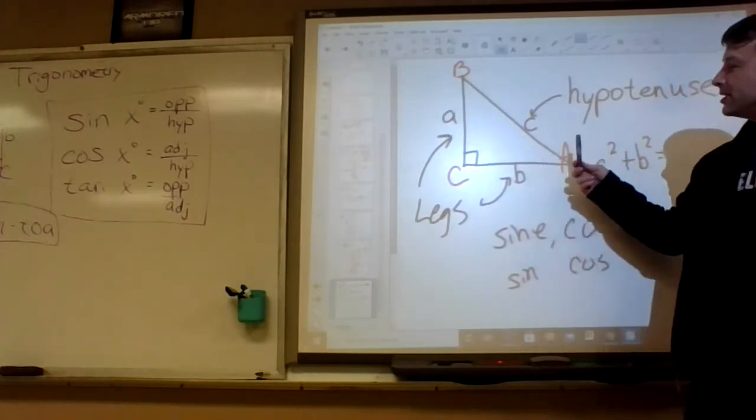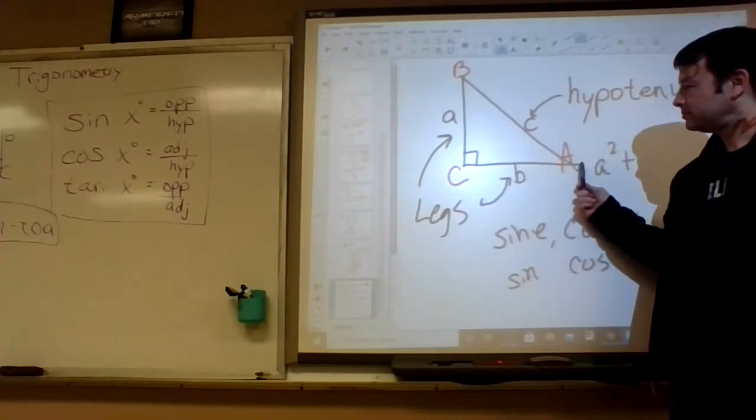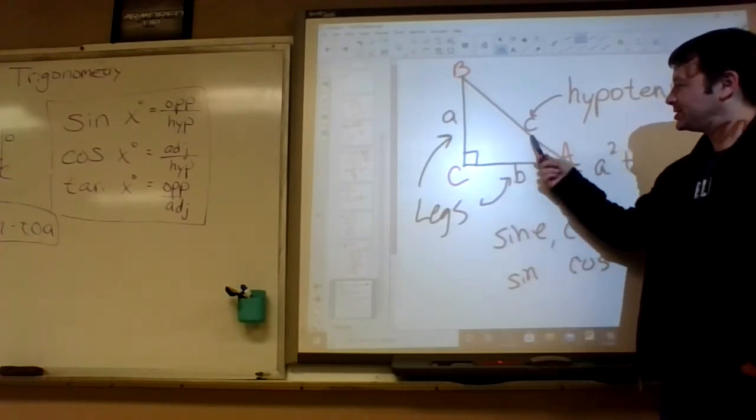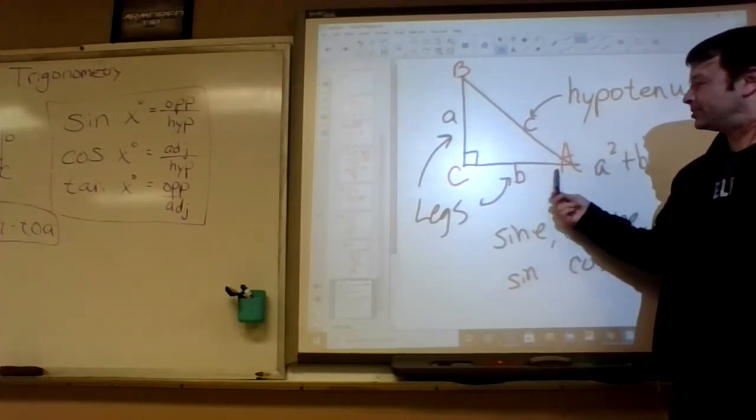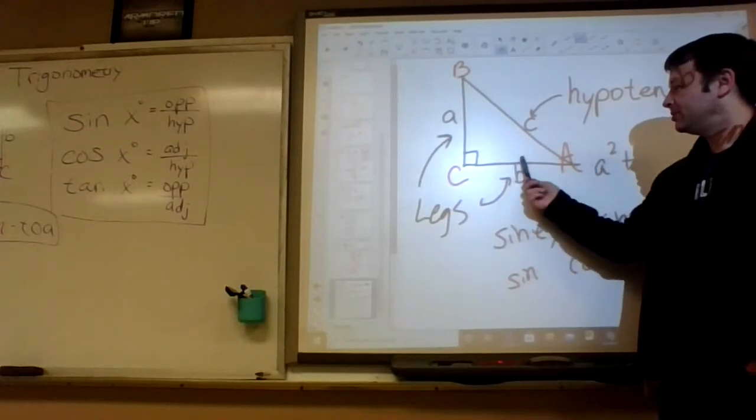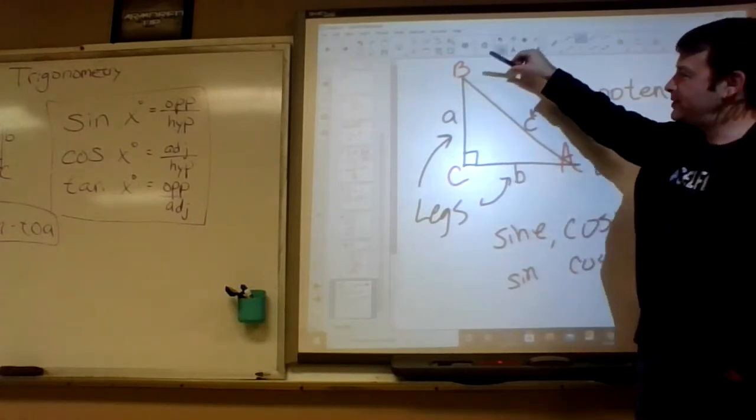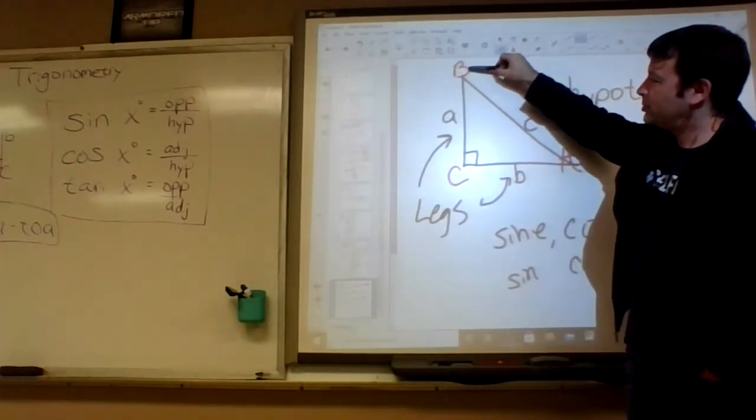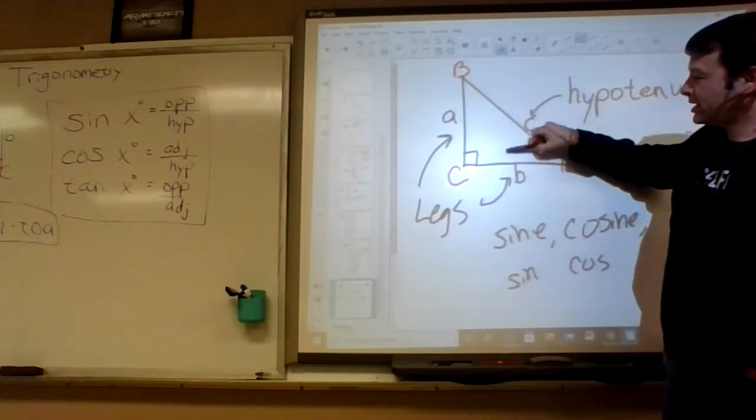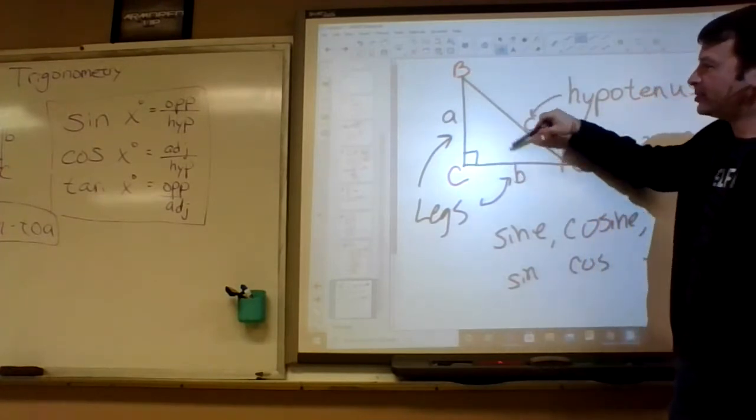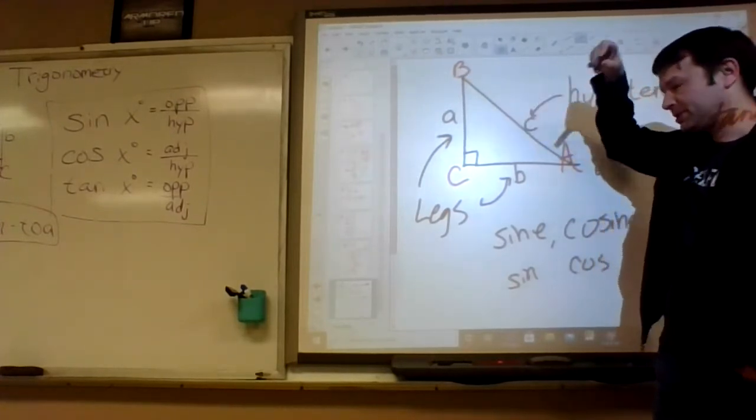Adjacent. So what side is adjacent to angle A? Well, B and C are both adjacent, but we call C the hypotenuse. So just this side, B, would be adjacent to angle A. Okay, relative to angle B, what side is opposite of angle B? Side B. Okay, that's why we name it B, because the same side and angle letters are opposite each other.